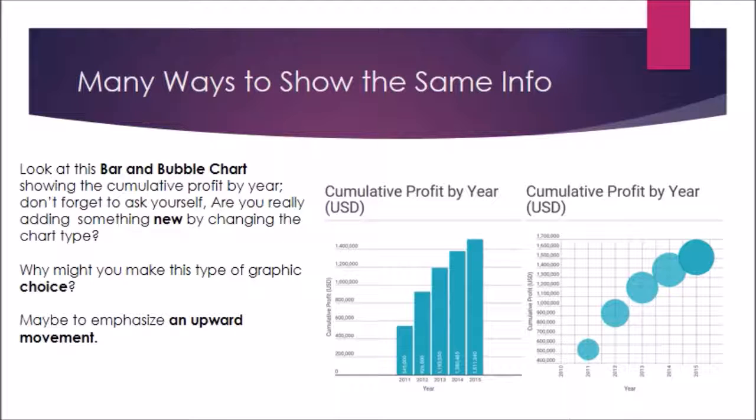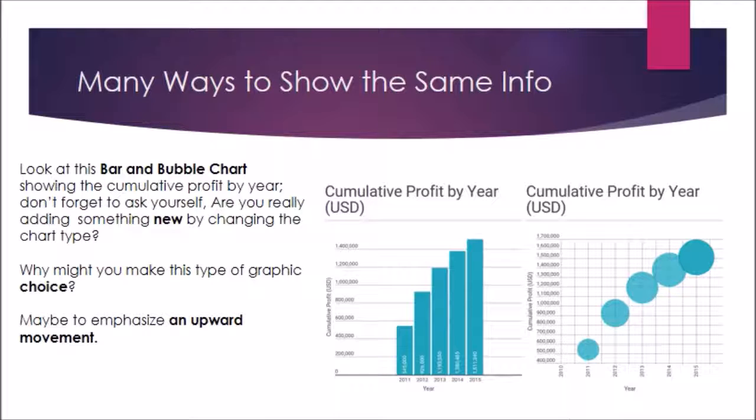So there's many ways to show the same info. Look at this bar and bubble chart showing the cumulative profit by year. The first is a standard chart. Okay, I get it. The numbers are sideways on the sides, and there's cumulative profit on the left side, sideways. So there's two sideways pieces of information, the cumulative profit and numbers. And so what I would ask you is to look at it, the cumulative profit by year.